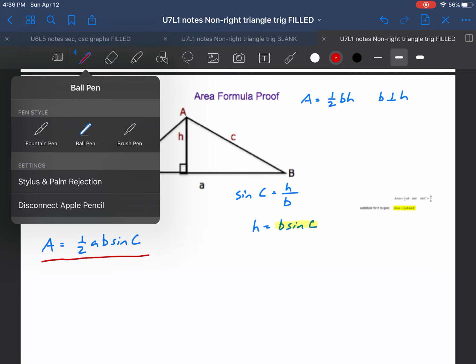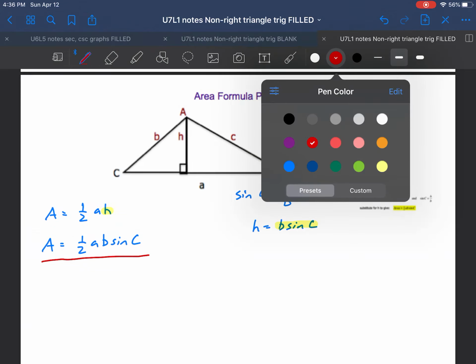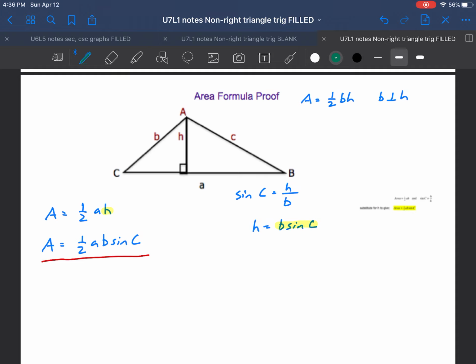Just calling the letters different things. So I'll use green. This also, we could say, is also equal to, well, let's just change the angles. I could say it's 1/2 AC sine B, right? So I've got the two letters A and C, and the angle is angle B. The other way you could write it is 1/2 BC sine A, okay? But this is usually the most conventional one, okay? And it's not too bad of a proof.